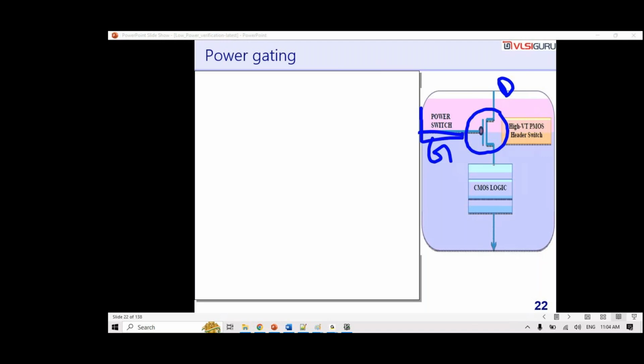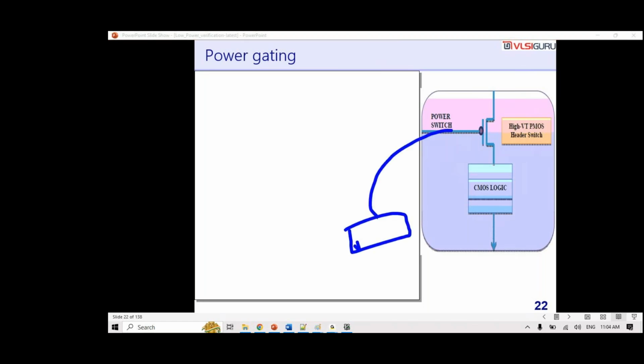That means the power switch will have some control signal. That control signal will come from my power management unit. Some power managers will be there. They will send the control signal which will control this one.